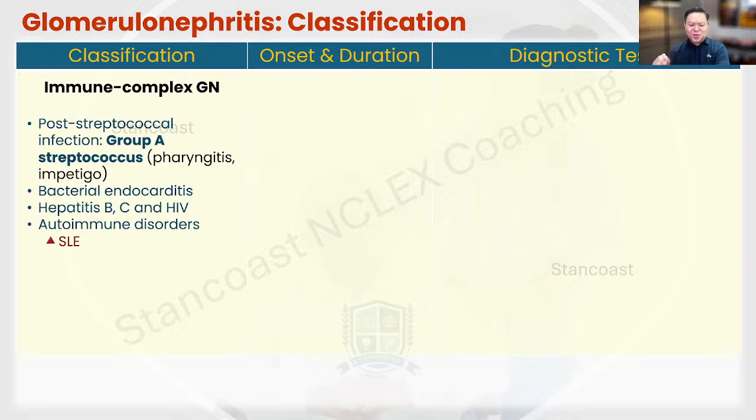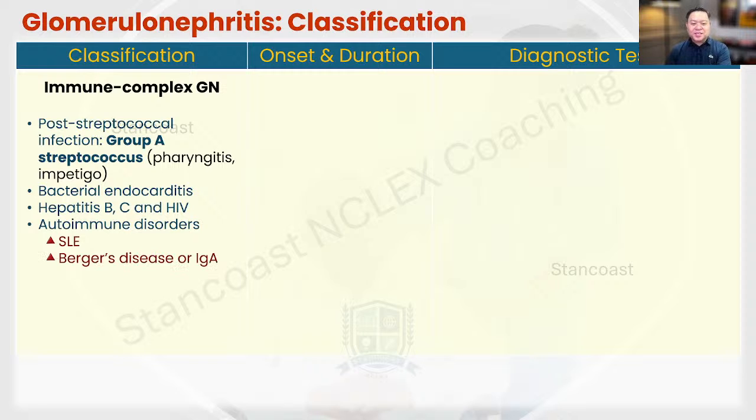Now, as you have listened to what I've just said in the previous phrases, they're pretty much the same kind of pattern, right? Even though it's SLE or an infection, they pretty much have the same kind of pattern. The antibodies will form a complex with the antigen and they will settle into the glomerulus. Same thing.